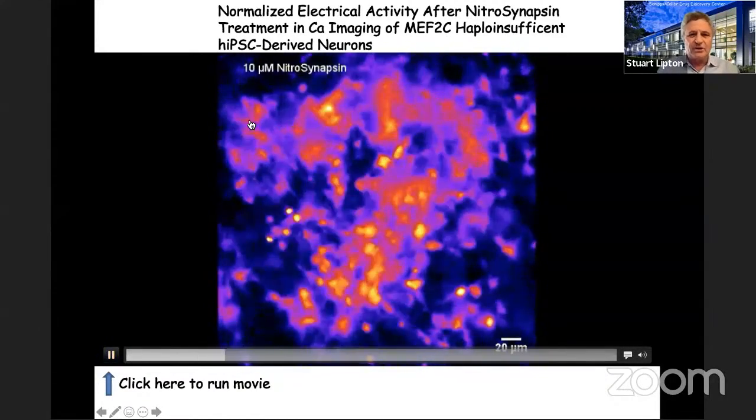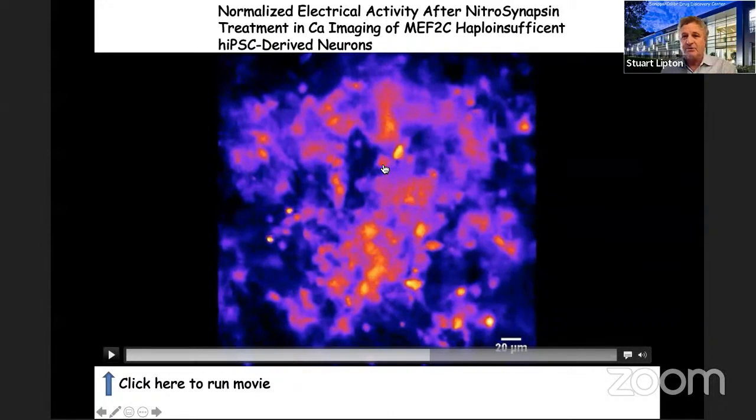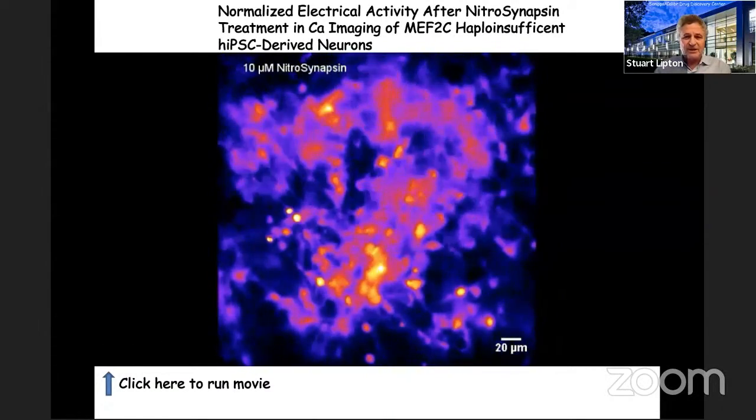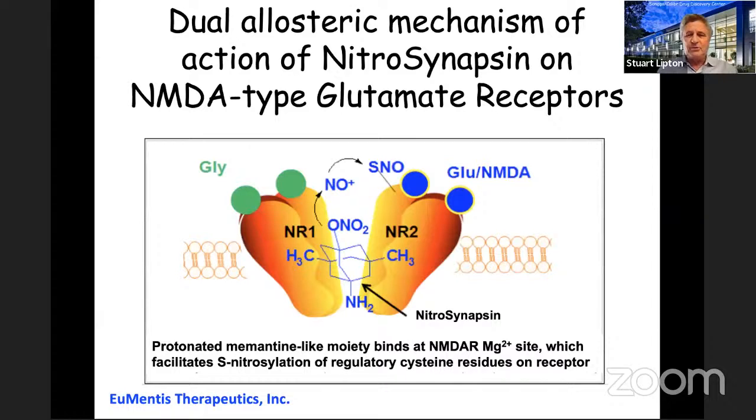Last year, I talked about a drug that we're developing called nitrosynapsin, and you can see when we put it on, it calmed things down dramatically. Here it is again. We calm it down, see everything gets much more toward normal. So as I mentioned last year, this is an interesting type of glutamate receptor antagonist, acting on the NMDA receptor. It's based on a drug that I patented actually for Alzheimer's disease. It's now one of the FDA-approved drugs for Alzheimer's disease called memantine.